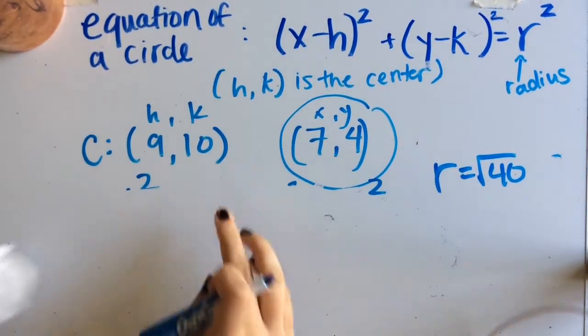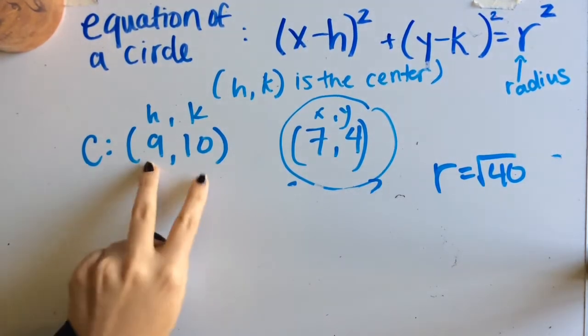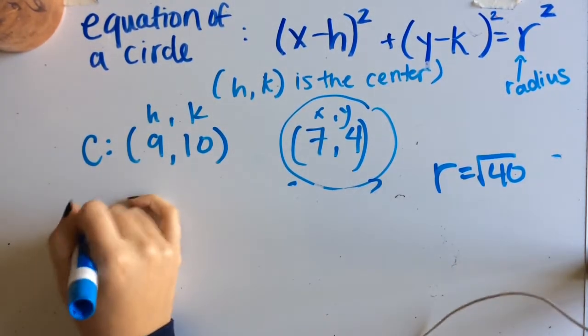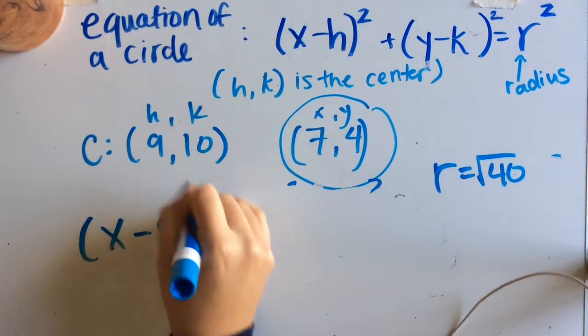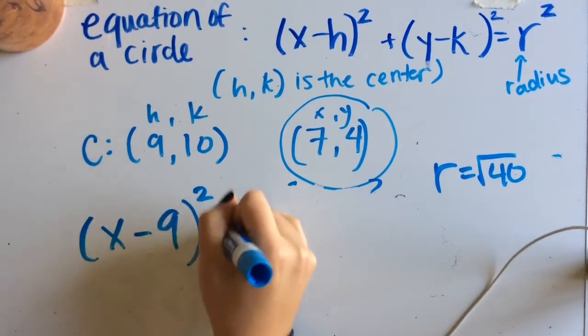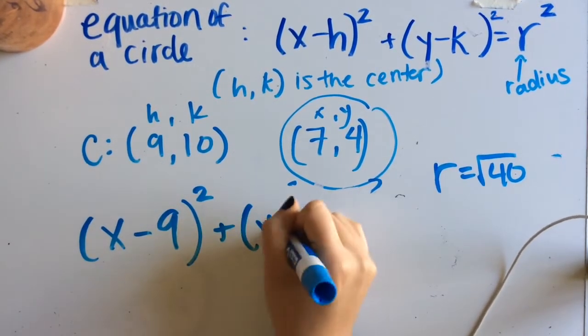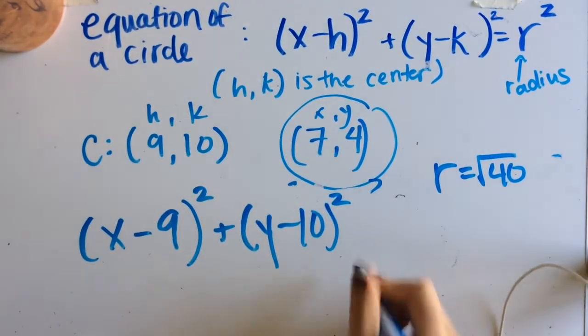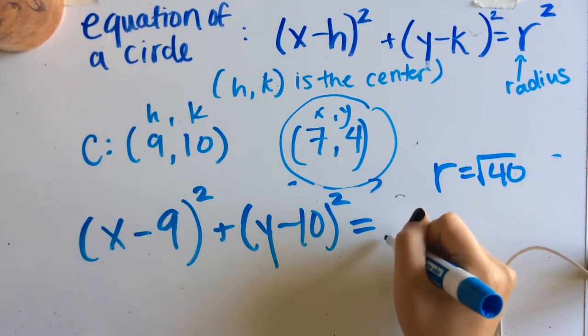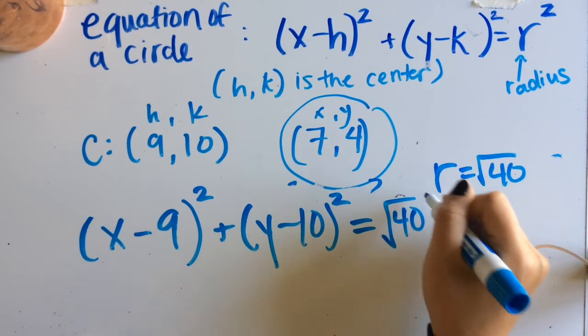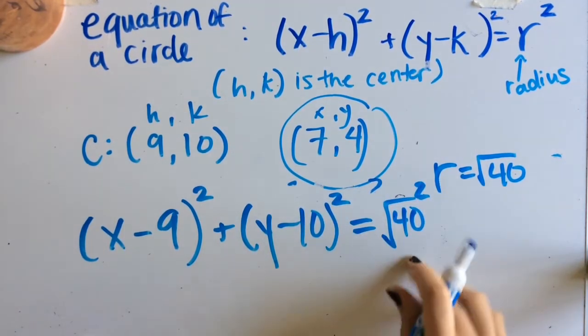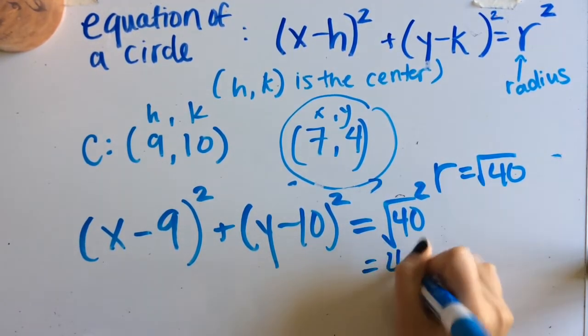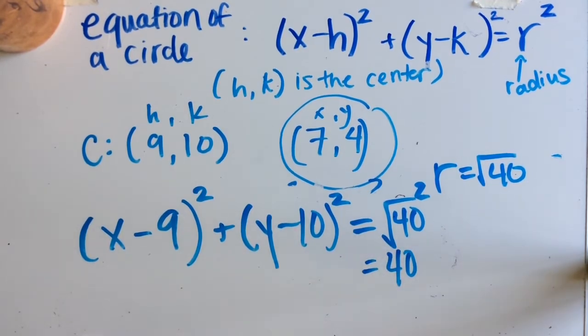Let's write that as the equation, but this is definitely part of the permanent equation, so I'm going to leave it as x minus 9, because that's h squared, plus y minus 10 squared is equal to the square root of 40 squared, which is just 40, so you could leave it as the square root of 40 squared or simplify it to 40 because square root of 40 is your radius.